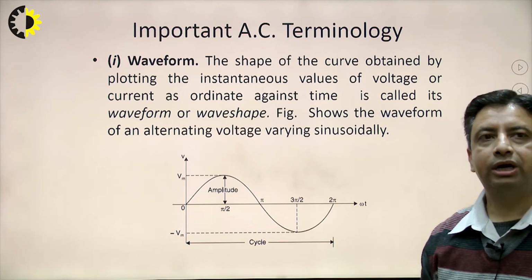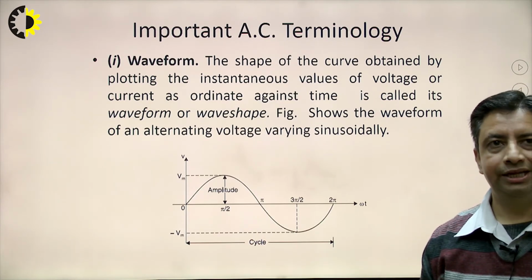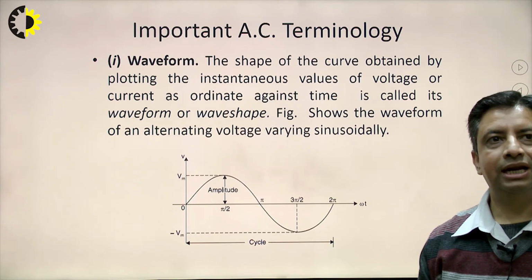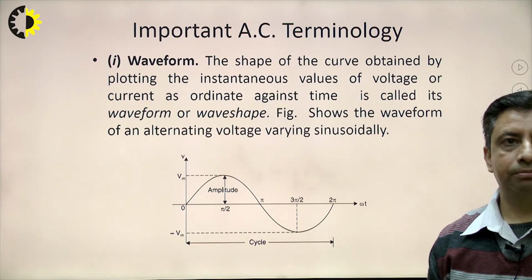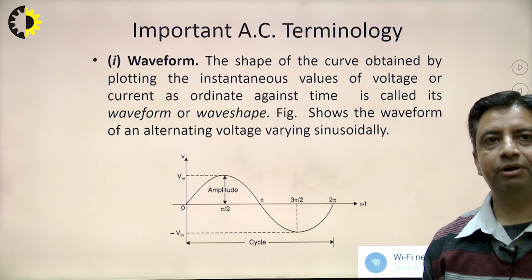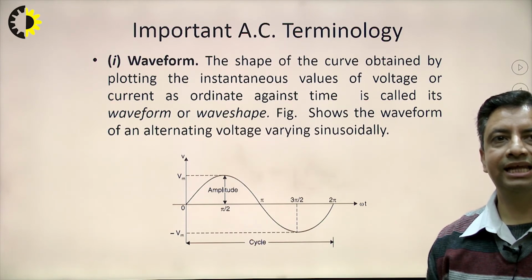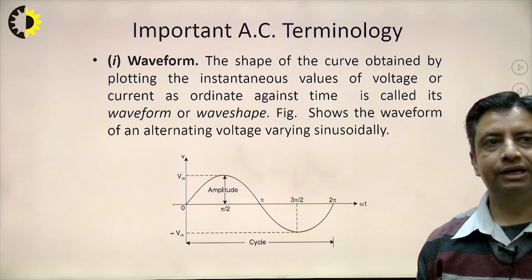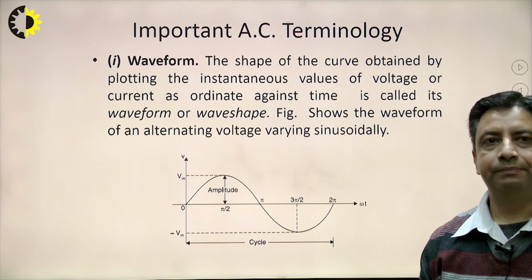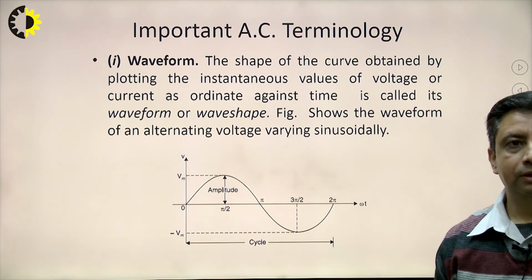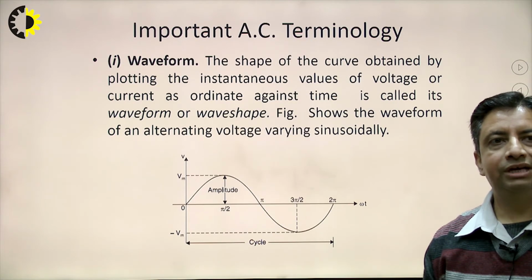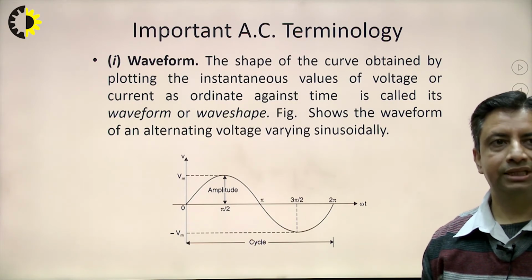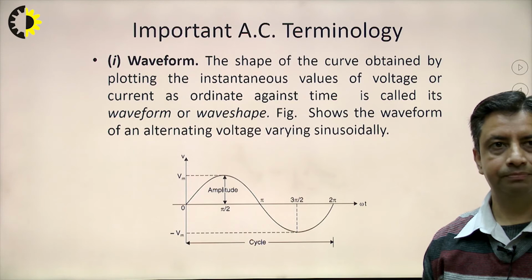These are the important terms that we are going to use frequently during our future discussion. Let us understand all these terms one by one. First one is waveform. A waveform is the shape of the curve obtained by plotting the instantaneous value of voltage or current as ordinate against the time. You can see in this waveform, if all the instantaneous values are plotted and joined together, it will take the shape of a waveform. Here we have shown an alternating voltage waveform.